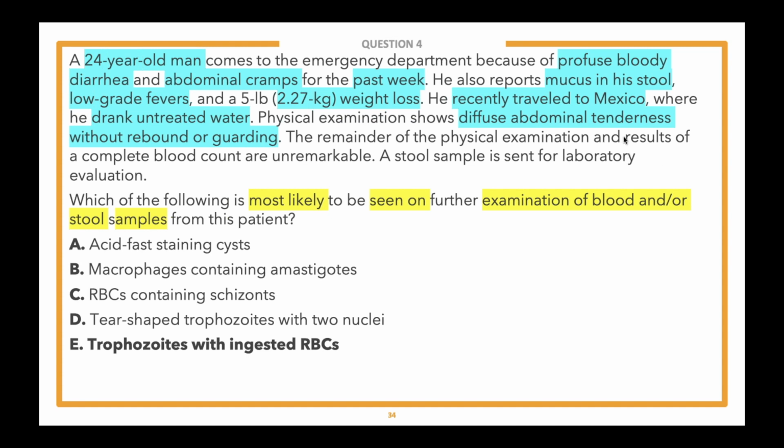And then lastly, answer choice A, acid-fast staining cysts. That would be getting at Cryptosporidium. As we mentioned, in an immunocompetent patient, that would more so be watery diarrhea, not what this patient has. So the best answer here is answer choice E. We had a lot of two-step questions today, but you could tell that they were very in-depth and required a lot of knowledge. So hopefully you can see how picking up on those clues really can help point you in the right direction.